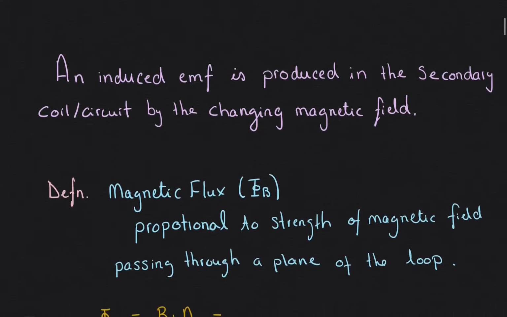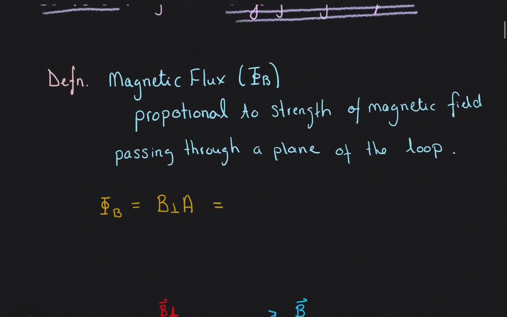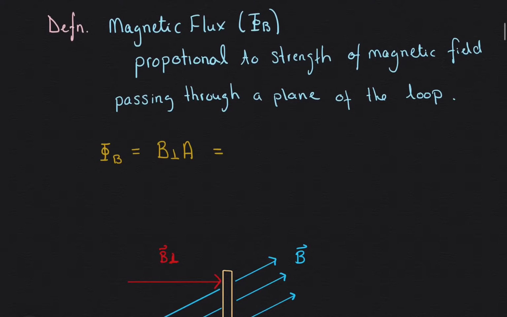Okay, so let's start really quickly with a definition, so then we can start question number 1, which is the magnetic flux. An induced EMF, which is the electromotive force, again the unit of a voltage, is produced in the secondary coil or circuit by the changing magnetic field. So if we have two coils or circuits, then by having a changing magnetic field, you will produce a current. Now let's take a step back and define the magnetic flux.